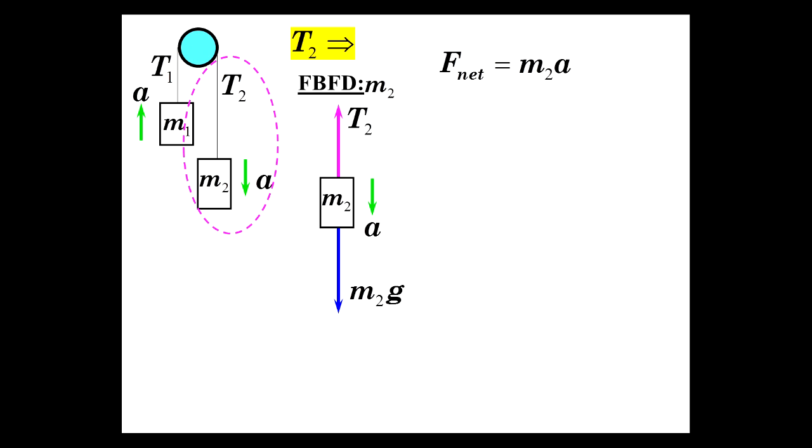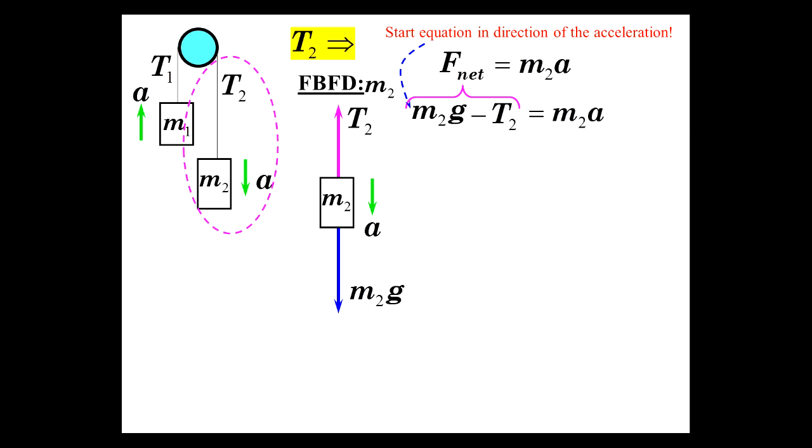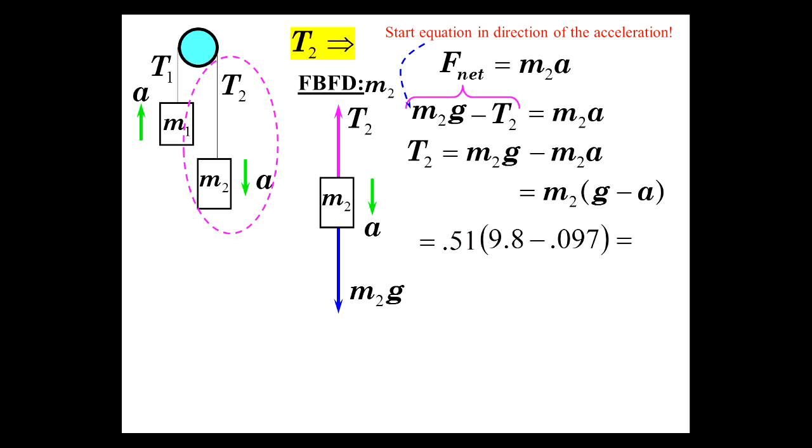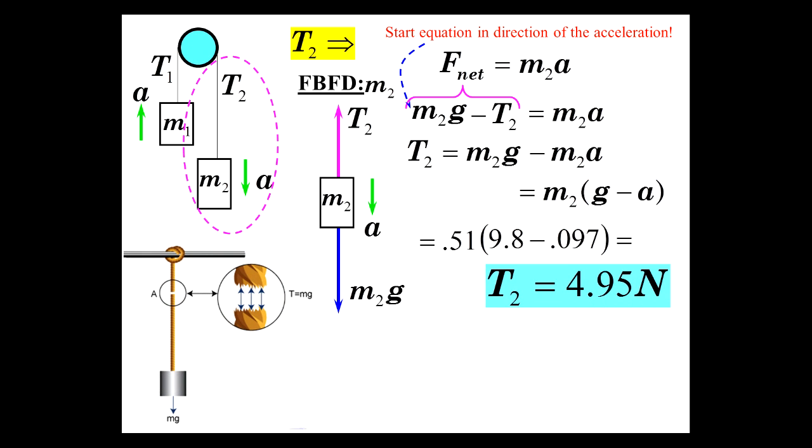So F net equals M2A, and we start the equation with the bigger force. We know that the net force then is the weight minus the tension. So that's M2A. Solving for T2, M2G minus M2A, which is M2 times G minus A. You might notice that this differs from the other with just this sign. So let's go ahead and plug data in. 0.51 times 9.8 minus 0.097 equals 4.95 newtons, which is exactly what we had for the tension T1.